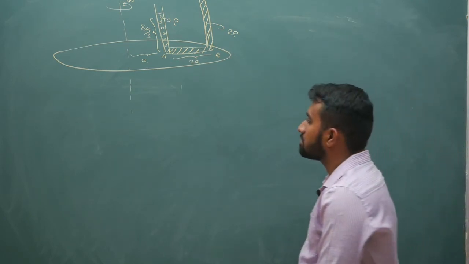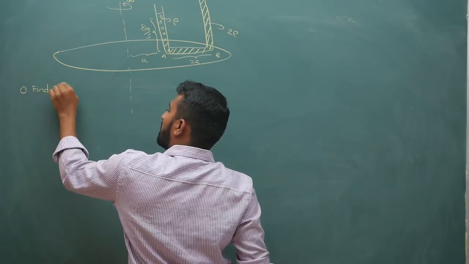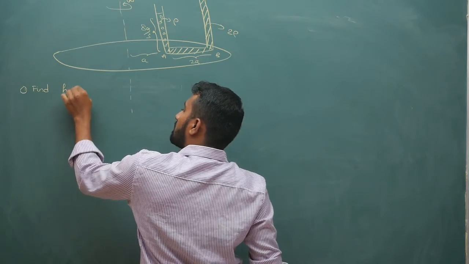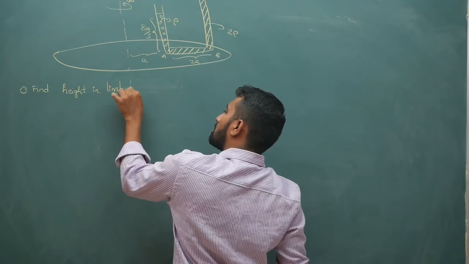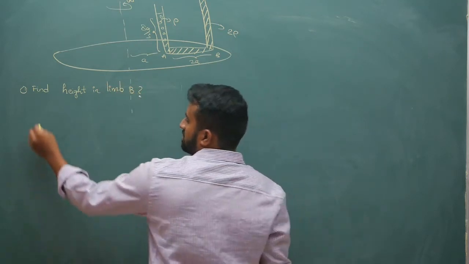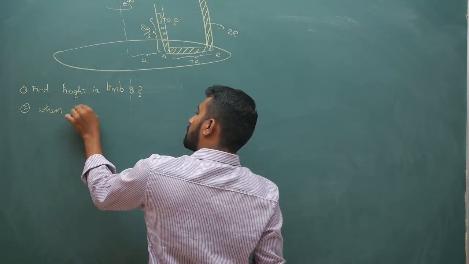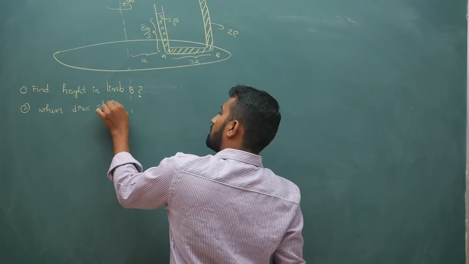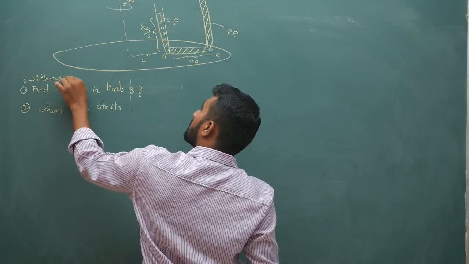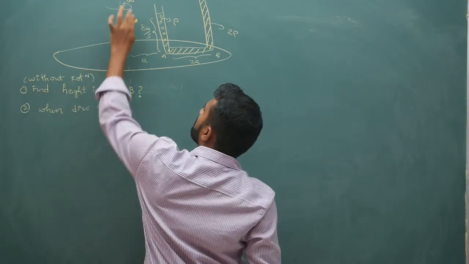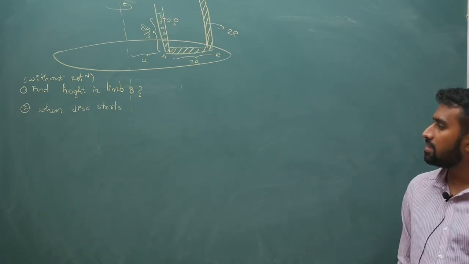First question is, questions are find height in limb, second limb. Okay, next, when disc starts rotating, okay, this was without rotation. Without rotation, okay, when there is no rotation, you are supposed to find out height in limb B.